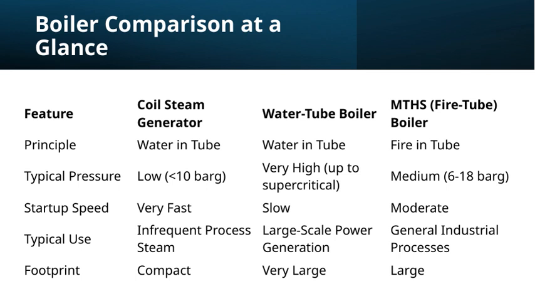This makes them suitable for large-scale power generation, though they tend to have a slower startup time and a much larger physical footprint. Finally, the fire tube boilers have fire in the tube as their core principle. They operate at medium pressures, generally between 6 and 18 bar, and are quite versatile for various industrial processes. However, they tend to be larger in size and have a moderate startup speed. Overall, the choice of boiler really depends on the specific application, pressure requirements, space constraints, and how quickly you need it to start up. Each type offers different advantages tailored to different industrial needs.